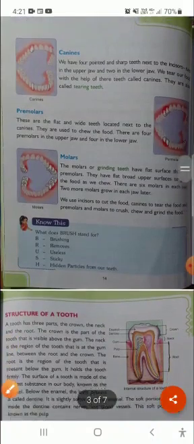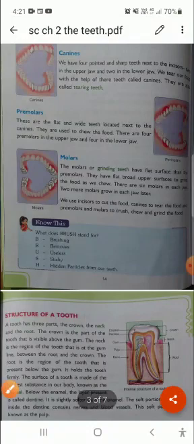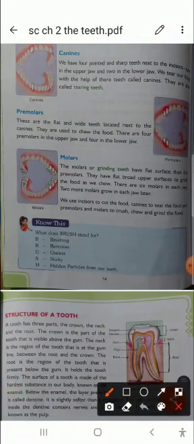Now next are premolars. They are flat and white teeth located next to the canines. They are used to chew the food. There are 4 premolars in the upper jaw and 4 in the lower jaw. See, after the canines, the 4 at the upper jaw and 4 at the lower jaw are premolars. After cutting, biting and tearing, we need to grind the food, so premolars help to chew and grind the food.